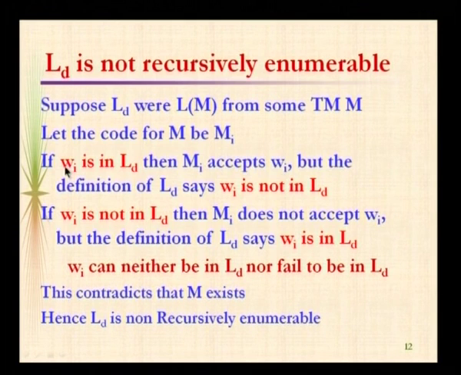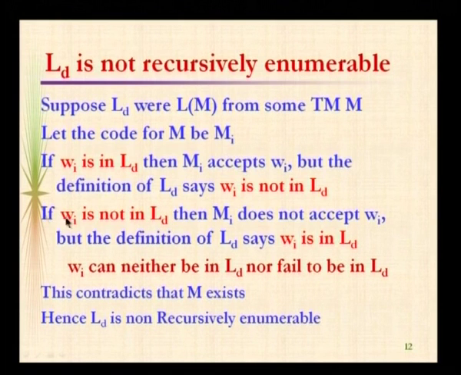Now you take Wi, a string. If Wi is in LD, then Mi should accept Wi. The meaning is, if Wi is a string in LD, then Mi should accept Wi. But what the definition of LD says is that Wi is not in LD. By the definition of the diagonal language, we have to say that Wi is not in LD. The second point is that Wi either may be in the language LD or may not be in LD.